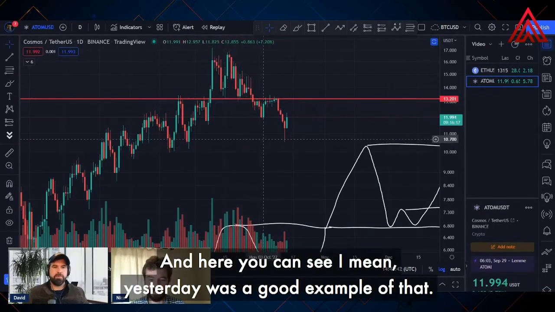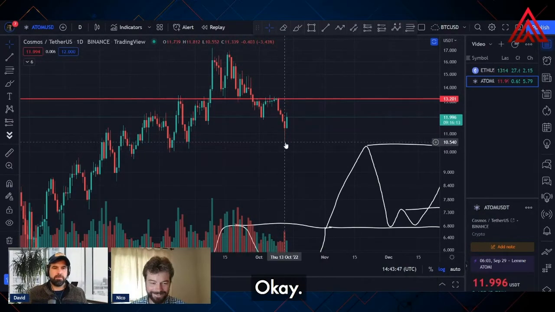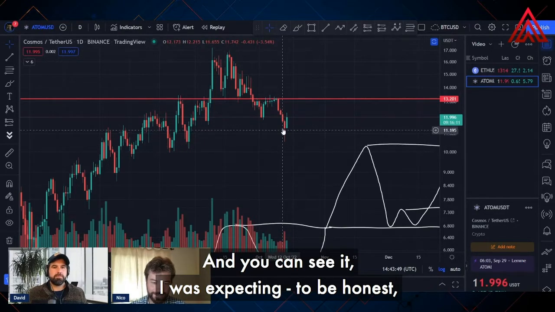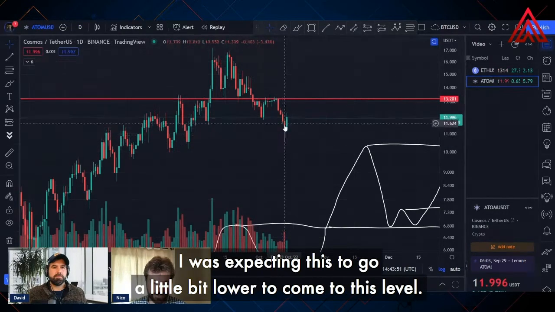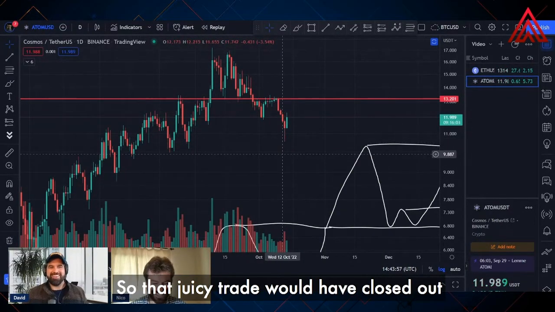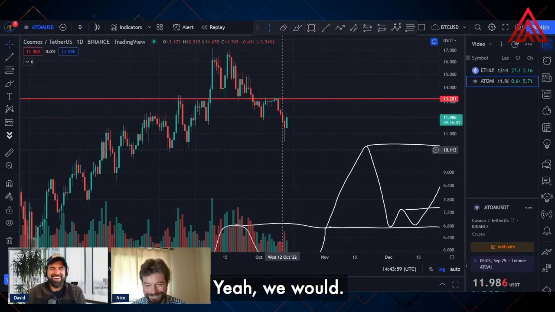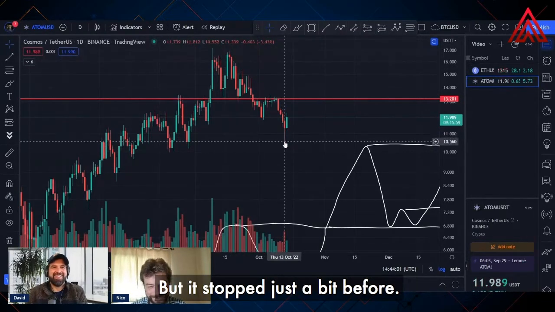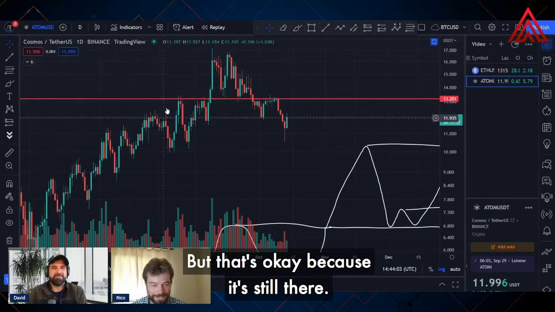Yeah. And here you can see, yesterday was a good example of that. Okay, and you can see it. To be honest, I was expecting this to go a little bit lower to come to this level. You're hoping for that, so that juicy trade would have closed out. Yeah, we would. But it stopped just a bit before, but that's okay because it's still there.